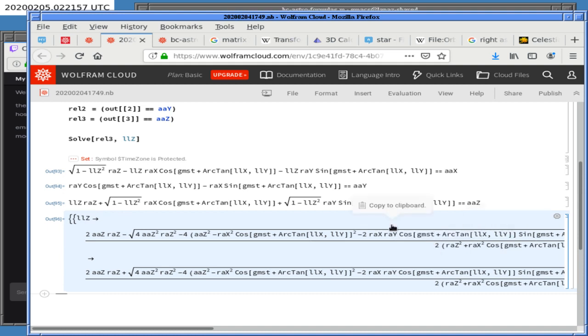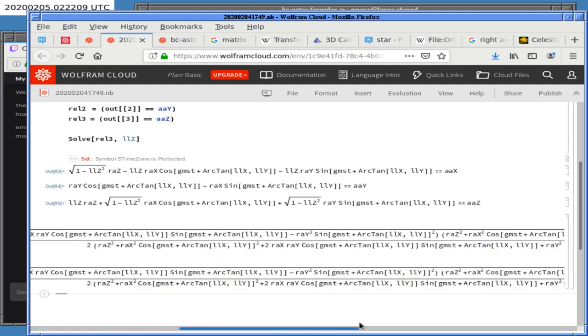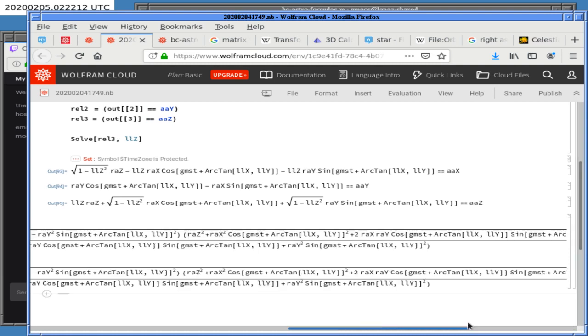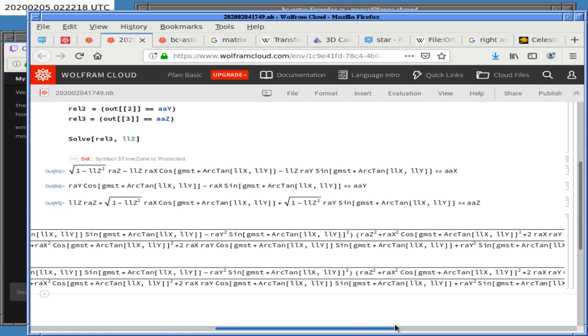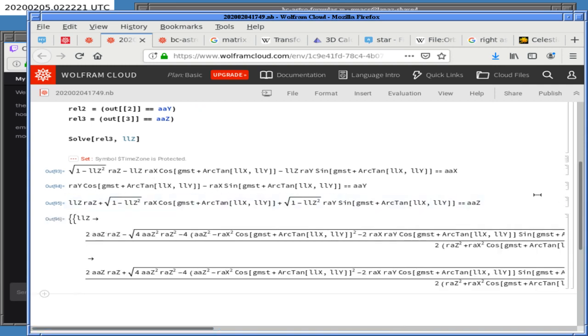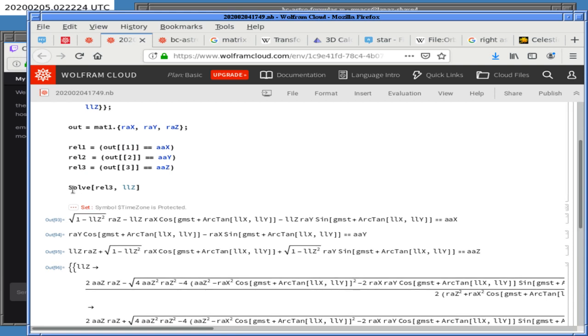Okay. So we can solve for latitude. It's hideous, though. I don't think we've gained anything at all. I guess we can do a simplify here real quick under conditions, but I don't think we have any conditions to simplify under. Okay, so not very exciting here.